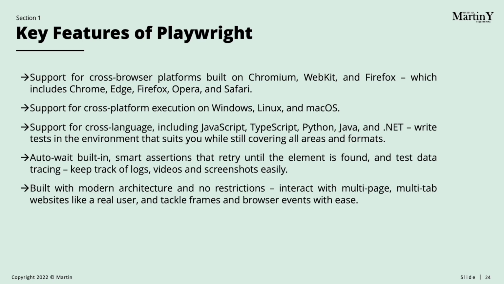Of course, those are some very basic features that I provide in this slide. You will actually see in the next lectures how many more features Playwright has, but you definitely have the ability to do smart assertions, retrying until an element is found, test data tracing, keeping logs. You can even keep videos and screenshots easily. You can interact with multi-page, multi-tab websites that involve users, forms, browser events, and so on. And all of those features are working very smooth and lightning fast.